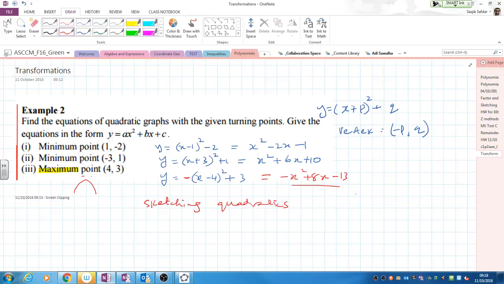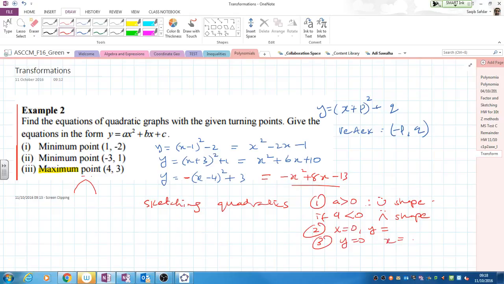When we sketch a quadratic, there's a couple of points. Number one, a greater than 0: it's going to be a happy shape. Obviously, if a is less than 0, it'll be a sad shape. Number 2, when x equals 0, what do you get for y? And number 3, when y equals 0, what do you get for x? Those are the essential 3 points you need for sketching a quadratic. To work out the vertex is just a bonus.